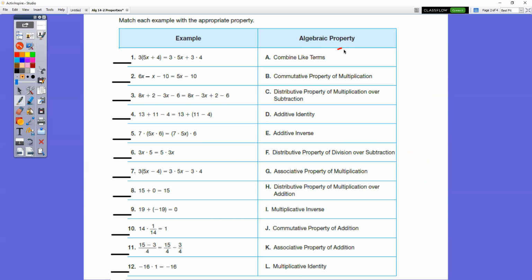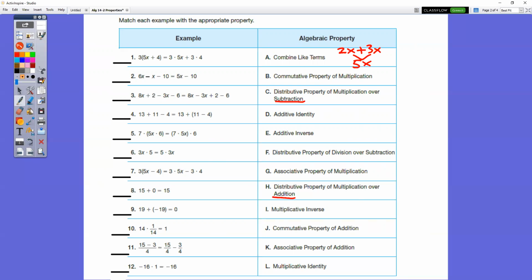Combining like terms is like adding 2x and 3x together to be 5x. Is that really a property? Not so much, but it's sort of included in here. Notice that we have distributive property of multiplication over subtraction, and we have distributive property of multiplication over addition. So you have to pay attention to which one is which. Now, I'm going to give you letter F because this one we really don't see a lot.